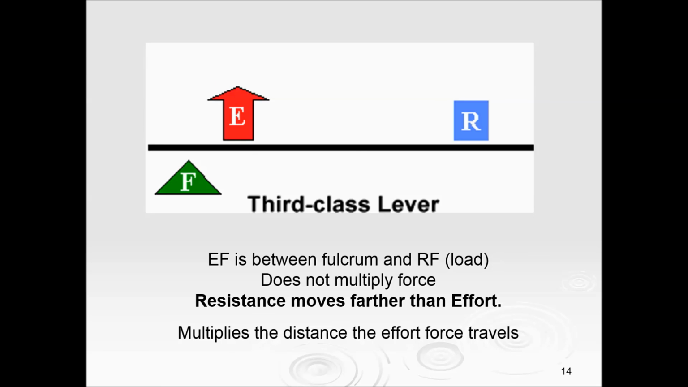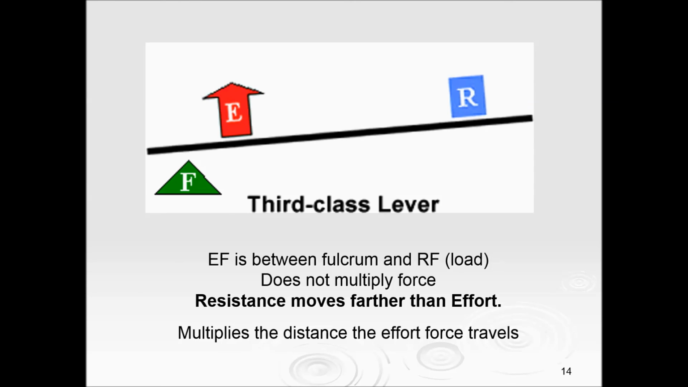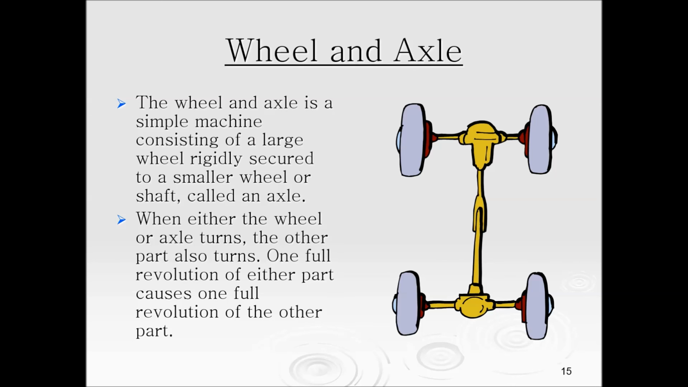Now let's take a look at a wheel and axle. So a wheel and axle is really pretty simple. They're two concentric circles, meaning circles that are attached and are similar in shape, but different sizes. You have a larger wheel and usually a smaller axle or a shaft that serves as the axle. There are some benefits to this.